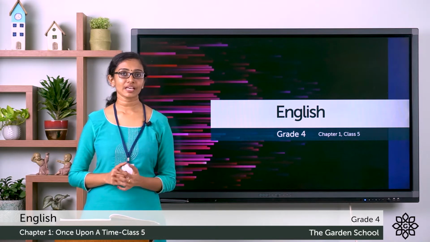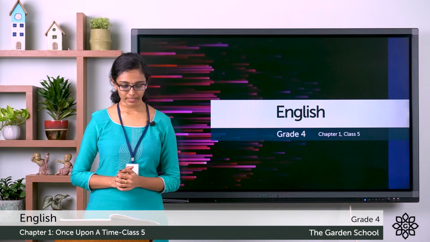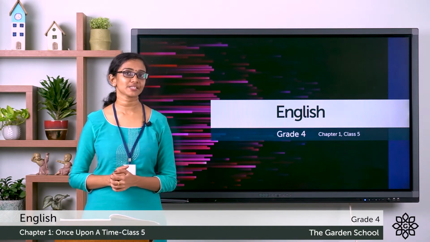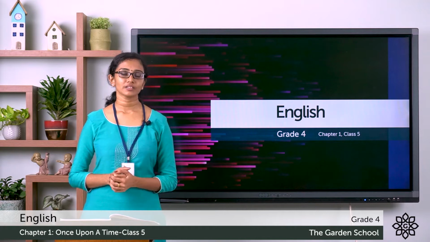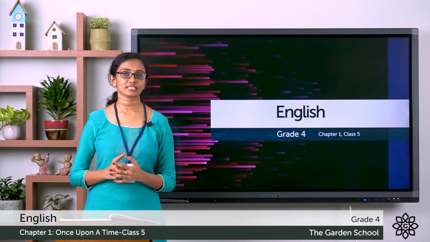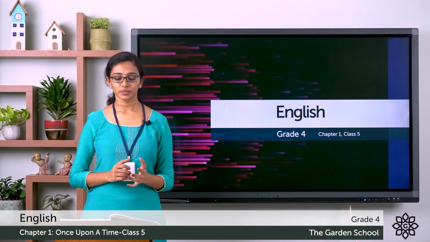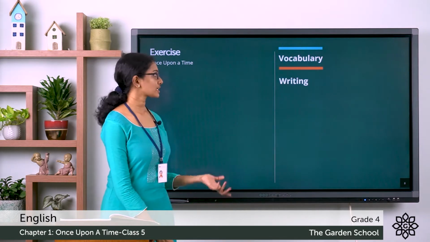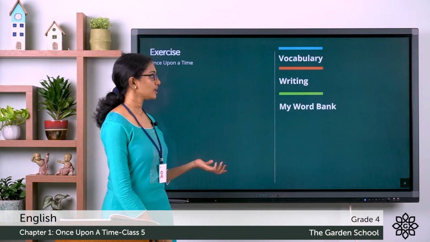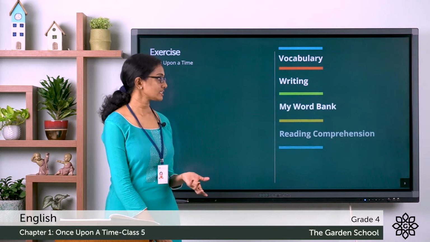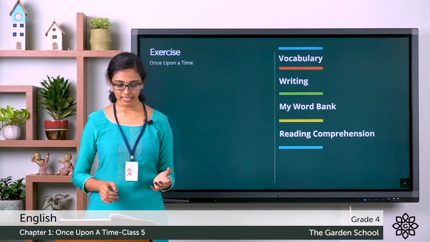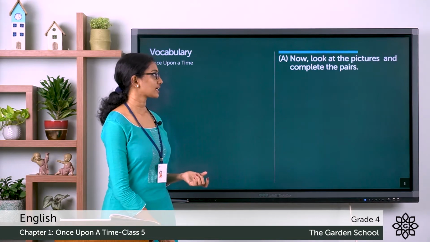In the previous class, we learned the poem Once Upon a Time, and we have already discussed the reading comprehension exercise from the poem. We will see the rest of the exercise here in this class today. We'll start with the vocabulary section, then we'll discuss the writing exercise, then we'll see the My Word Bank exercise, then the reading comprehension exercise. So let's start with the vocabulary exercise.